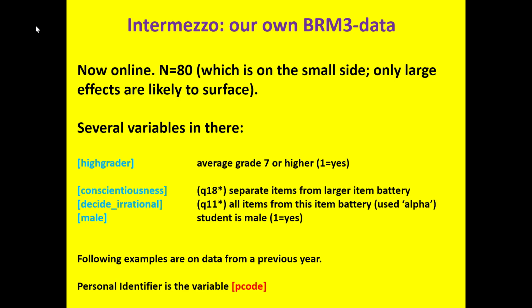Okay, so high grader, conscientiousness, and decide irrational are variables that we're going to use to predict. Conscientiousness is interval scaled, decide irrational is interval scaled, male is obviously binary, and high grader is also binary.